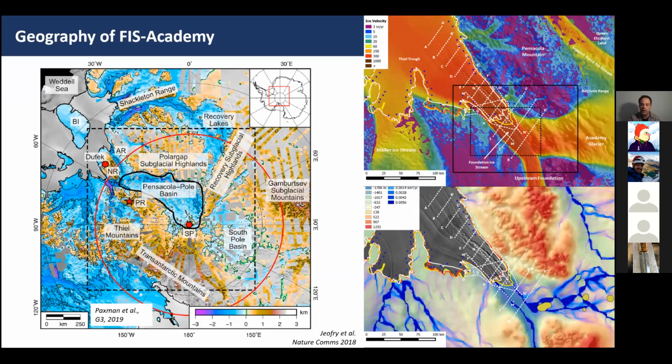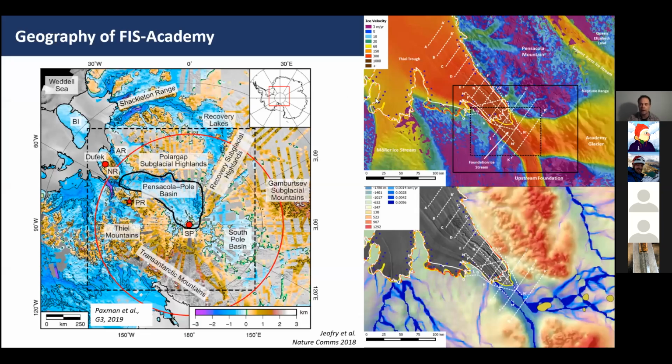And the figures on the right-hand side come from Jeffries, Chacom's paper in 2018, which looked at some of the active hydrology and its interaction with the ocean as well. The top figure is ice velocity, and we can see the Academy Glacier and the upstream Foundation identified on that. And you can see the narrow, 30 to 40 kilometre wide trunk, an outlet into the Filchner ice shelf and the Thiel Trough, of course.